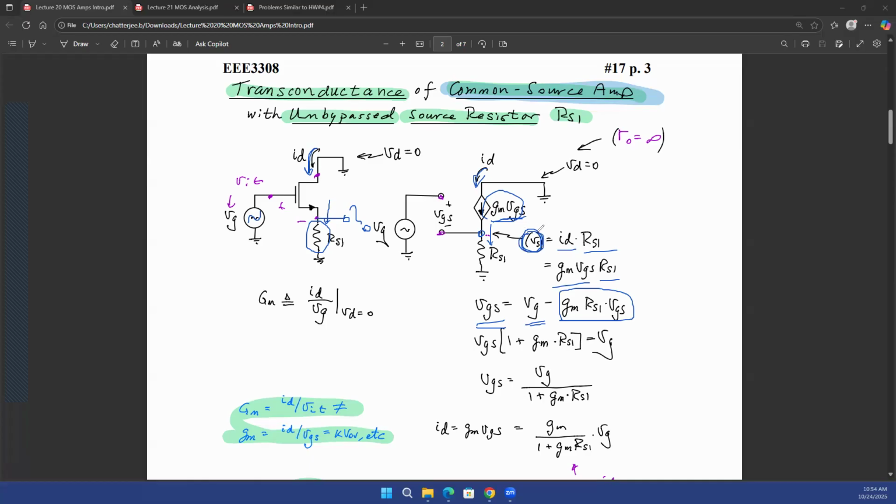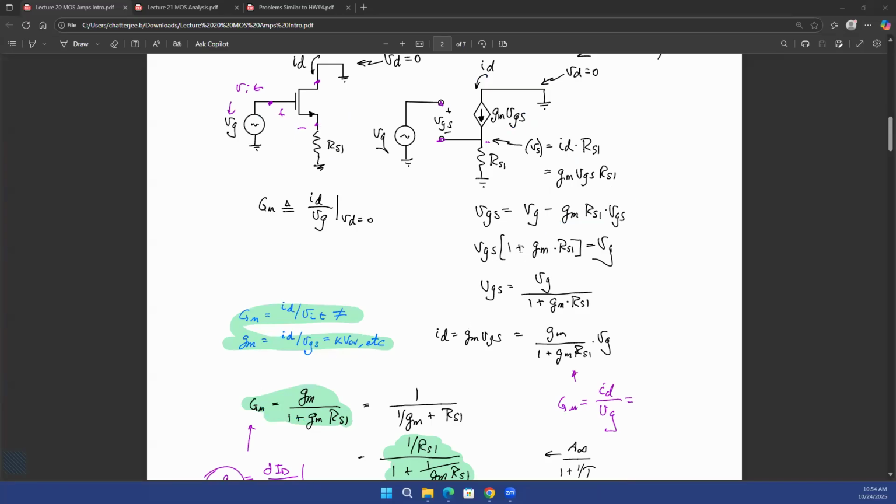Now you can write your VGS as VG minus VS, and VS is GM times VGS times RS, which is what you found out here. So you're just putting that value over here in VG minus VS. You get VGS on the left side of the equation, and you also have VGS on the right side of the equation. Take all of that to the same side, let's say the left side. You get VGS times (1 plus GMRS) equal to VG. Or you can write VGS as VG divided by (1 plus GMRS). Now, what is your ID? ID is GM times VGS, so you just expand your VGS as you found out over here, so that this will become GM divided by (1 plus GMRS) times VG.